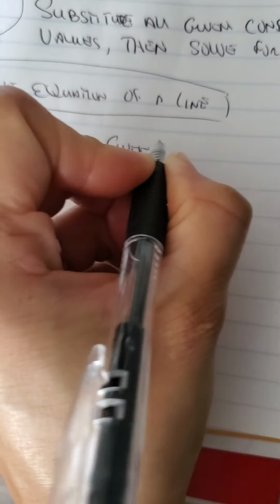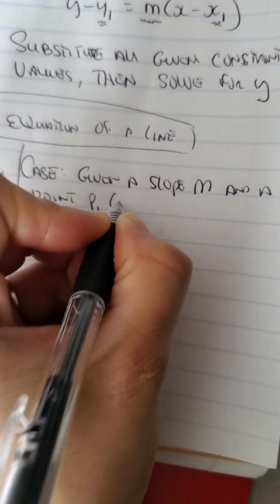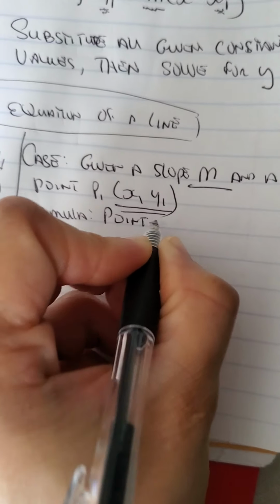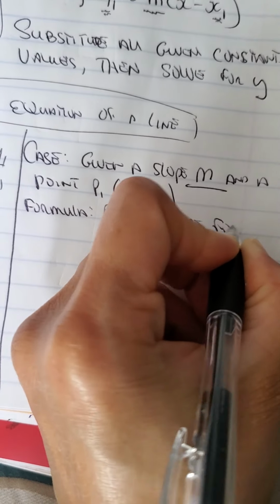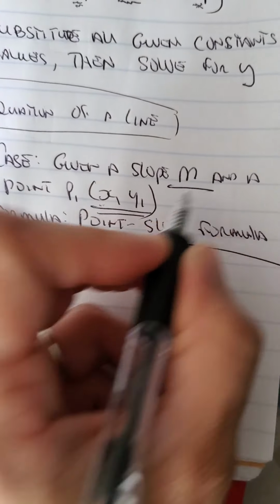And the first case is that you will be given a slope m and a point x1, y1. And what's beautiful about this, again, if you have to commit to memory a formula, there's a formula where you will substitute your given value of m and x1, y1. And that formula is called the point slope formula, which makes sense because you're given a point and a slope.